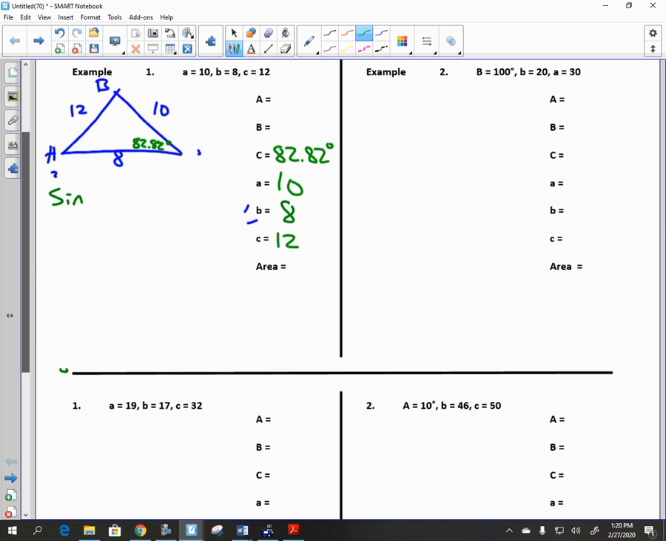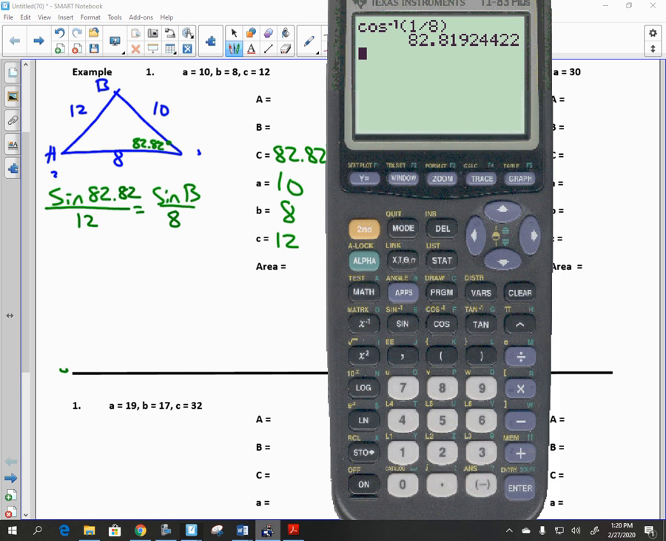Sine of what? Sine of 82.82 over 12 equals sine of B over 8. To solve, I multiply both sides by 8. So I take 8 sine of 82.82, and I divide that by 12. Can sine be 0.6614389?